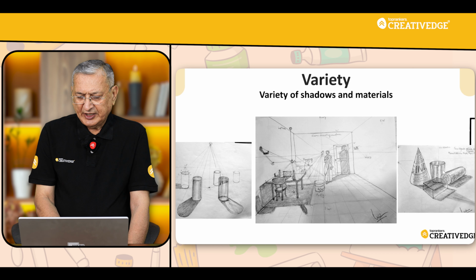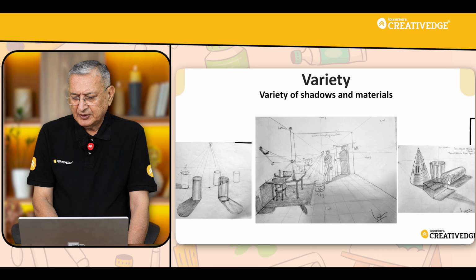Similarly, here are variety of material, the cone made up of paper, the glass made up of steel, the wooden block is a cylinder, and the glass cuboidal prism. Remember, the shadow are different for all these objects.